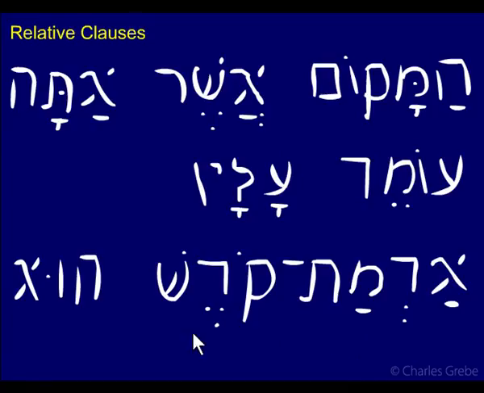admat kodesh hu. Kodesh is holy. Holy ground, it is implied. The place on which you are standing is holy, or it is holy ground. Okay? So again, you just take whatever's going on here in the resumptive, you either drop it off if you don't need it in English, or you tack it up here with a relative pronoun. The place on which, put these two together, you are standing is holy ground.